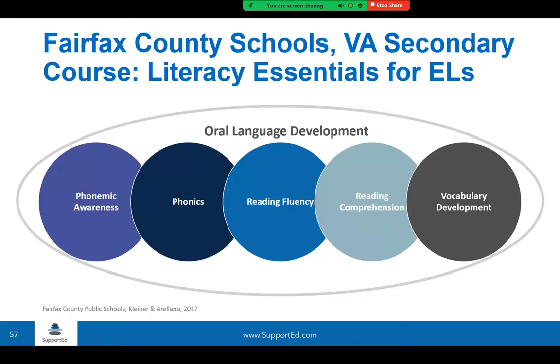This slide gives you an example of skills that are focused on in Fairfax County Schools, Virginia, in their secondary literacy course for ELLs. The skills that are included are phonemic awareness, phonics, reading fluency, reading comprehension, and vocabulary development. And it's specifically for those students that need that foundational literacy.